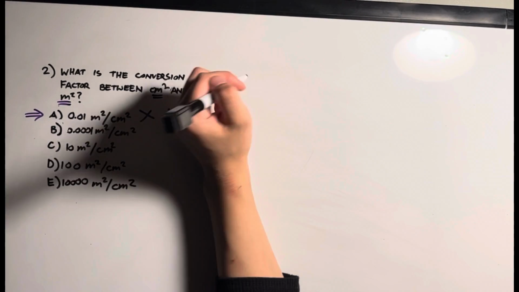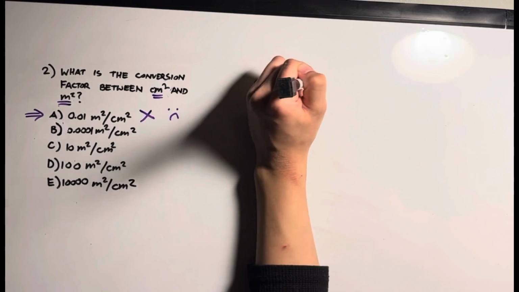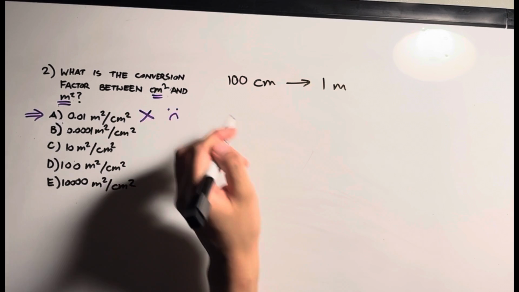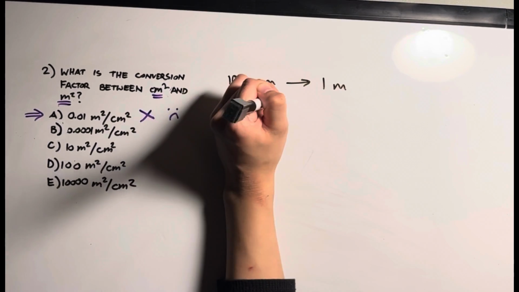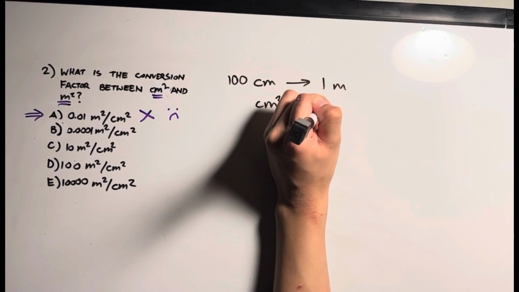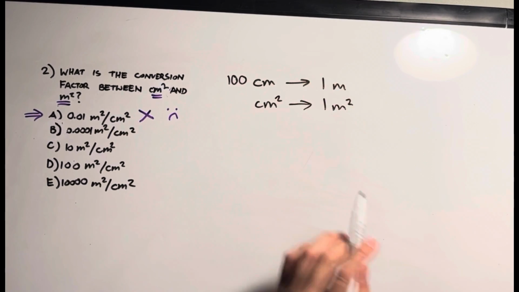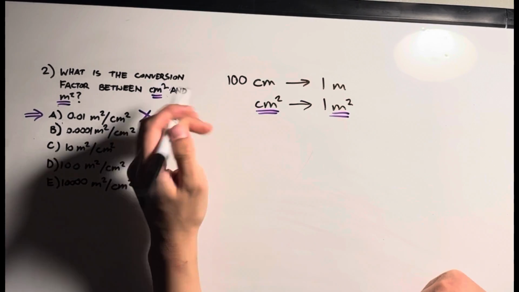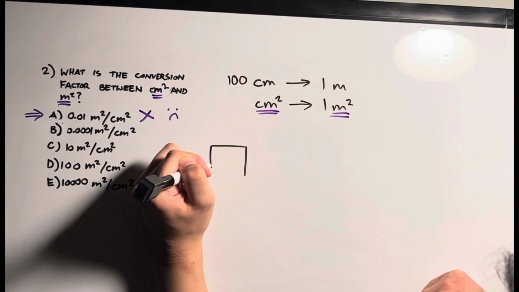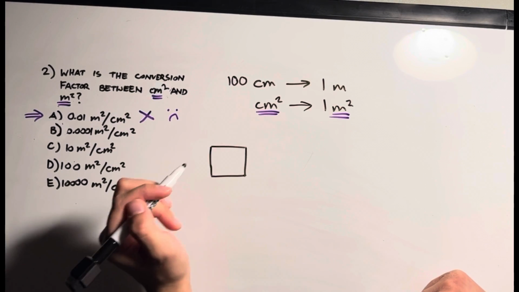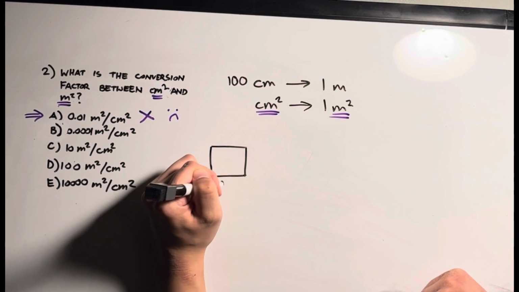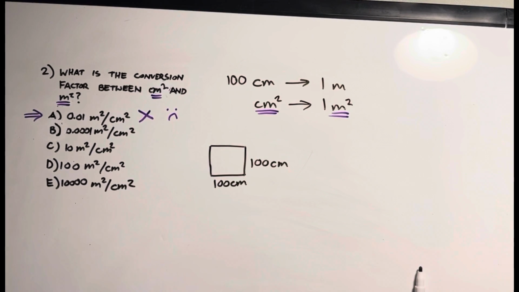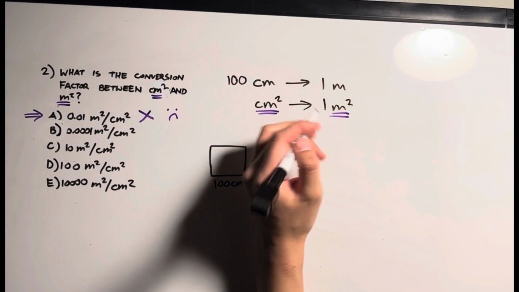Well, first let's start off with how many centimeters are in 1 meter. We know that 100 centimeters go to 1 meter, so how are we going to go from centimeters to centimeters squared per 1 meter squared? Well, in order to get squared units, we find the area of a shape. Let's say each side of this shape is 1 meter or 100 centimeters. So what do we do now? We find the area of the shape.